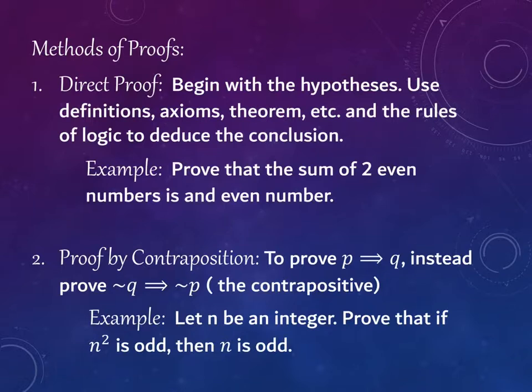This is an example of one that you could use for a proof by contrapositive, or contraposition is how your book actually describes it. Contrapositive is how I've seen it done more frequently, but that's okay. Let n be an integer. Prove that if n squared is odd, then n is odd.